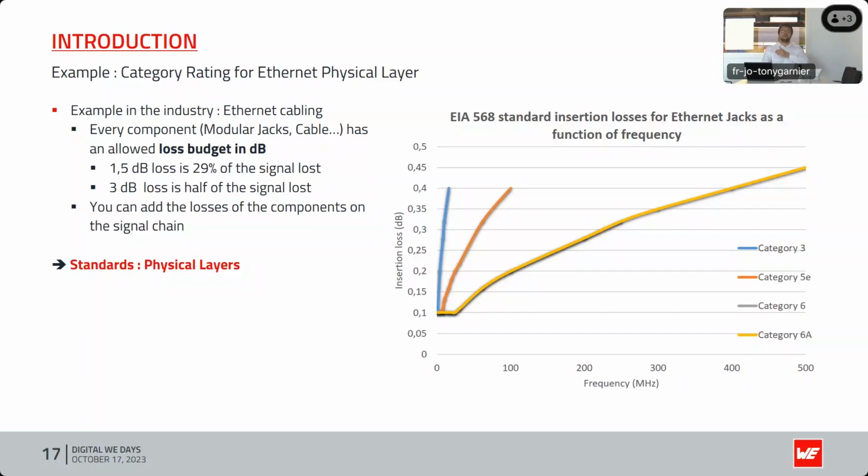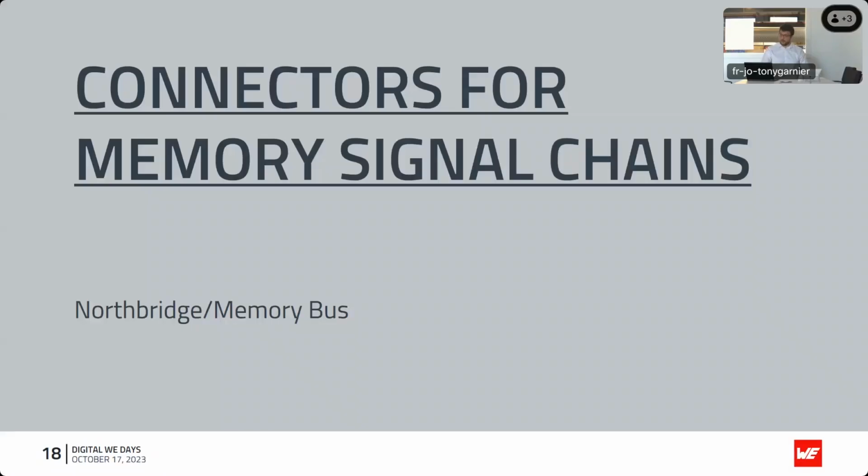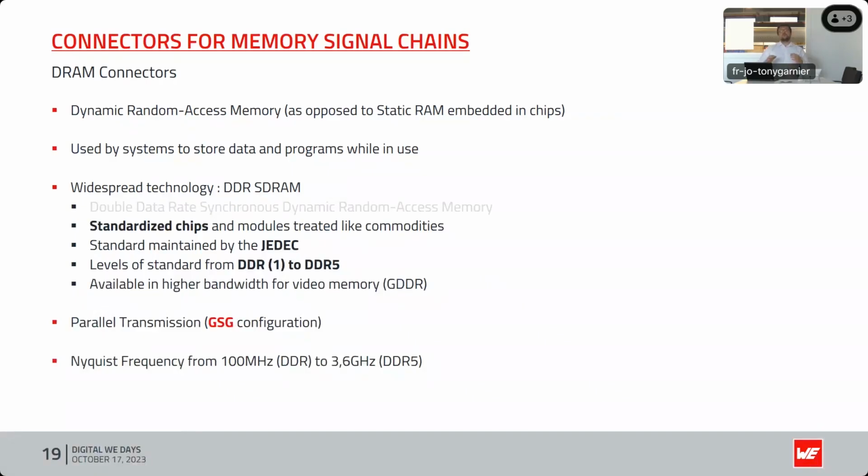You can add these losses on all the components on the signal chain, and this loss budget is generally given by the standard, which is the physical layer. Then we are going to see some of these standards. For the memory bus or the North Bridge, we'll have the DRAM connector, dynamic random access memory, which is used to store the data and the program while the processor is using them. So it needs a lot of data, a lot of capacity accessed very fast, but not too much capacity.